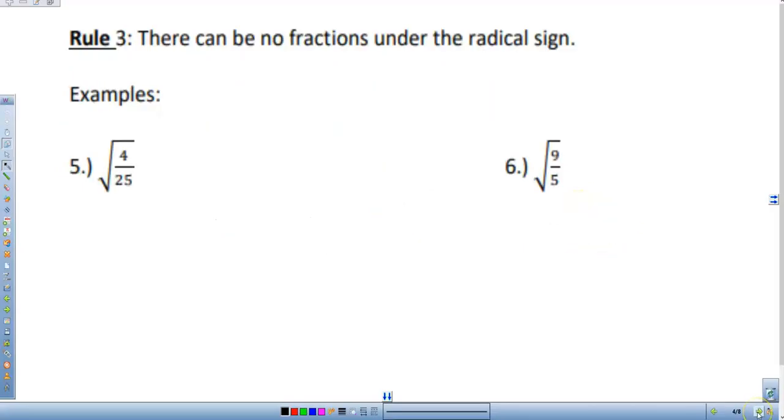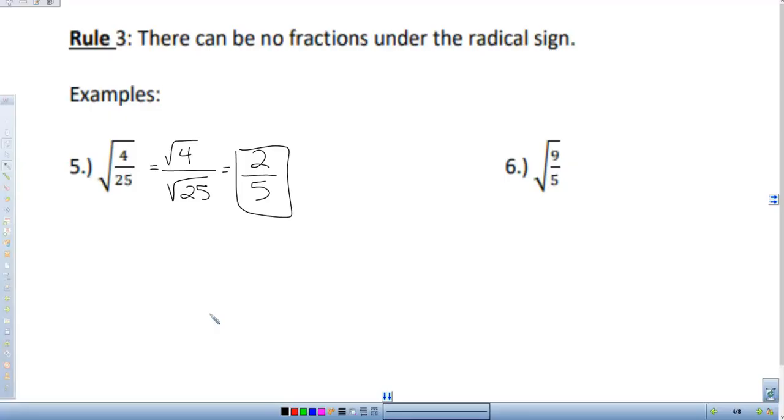The final rule with simplifying radicals is that we do not want to have any fractions underneath the radical sign. So in this case, I've got a radical of this quotient 4 over 25. So rather than do that, I'm just going to separate this into the square root of 4 over the square root of 25. And now I can simply do the square root of each, and that gives me 2/5. That one was pretty easy because both the numerator and denominator were perfect squares. But of course, that won't always be the case.